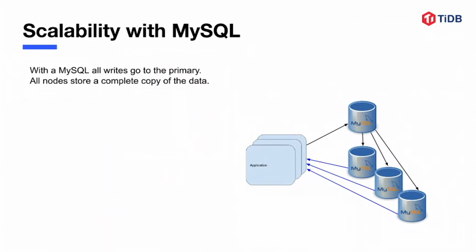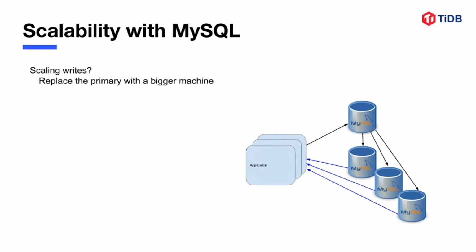So looking at one of the next things that can be a problem with MySQL: scalability. In MySQL, all the writes, of course, go to the primary, and all nodes store a complete copy of all the data. So what if you want to scale for more reads? Well, you add more replicas. That's kind of easy, and that's what the whole internet has been using for many years for all the big websites.